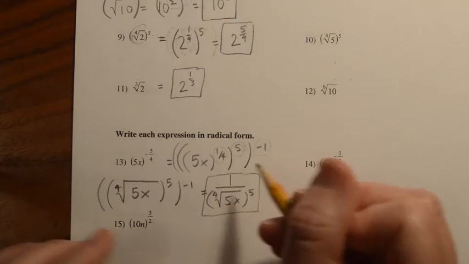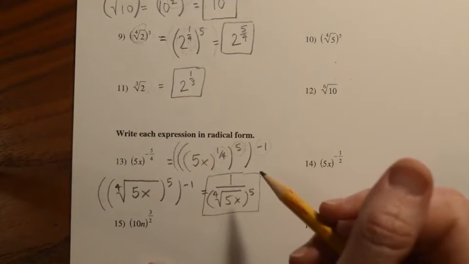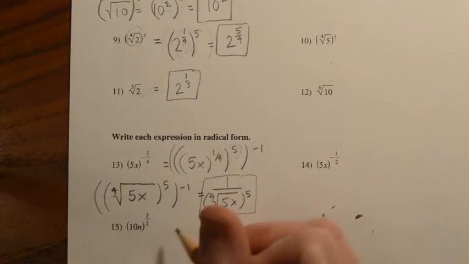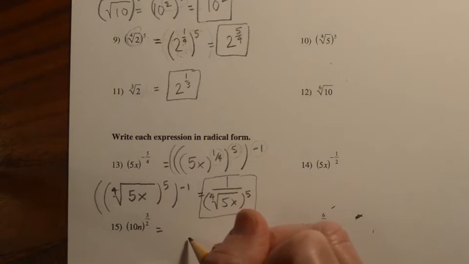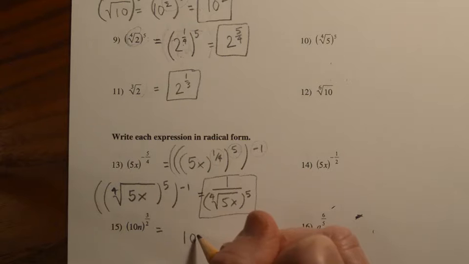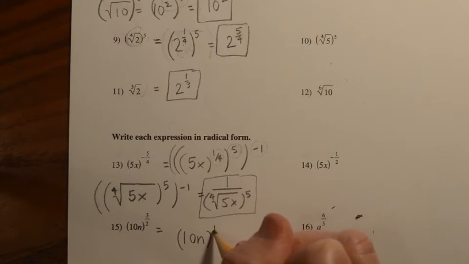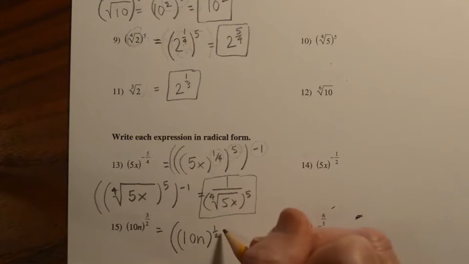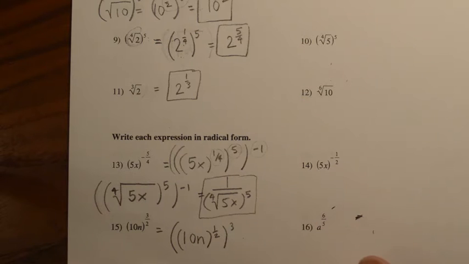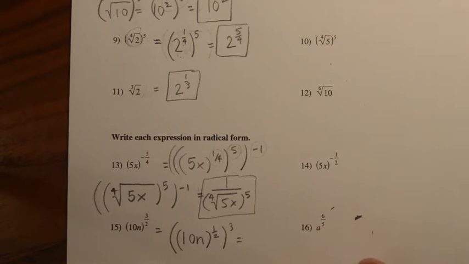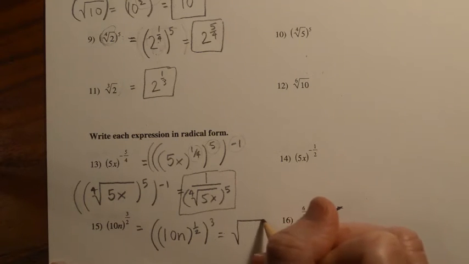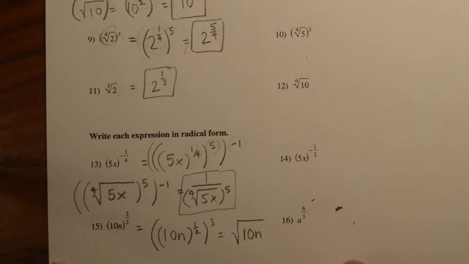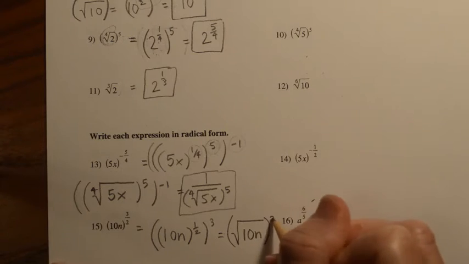Right, so again, each of these parts of the exponent do something different. All right, how about this one? 10n to the 3/2. This would be 10n to the 1/2 cubed. All right, that should give you the square root of 10n to the 3rd power.